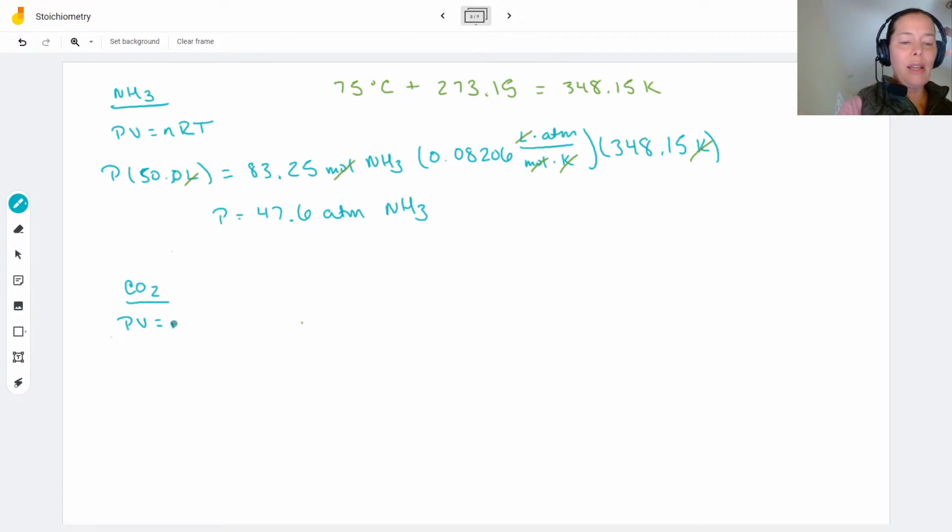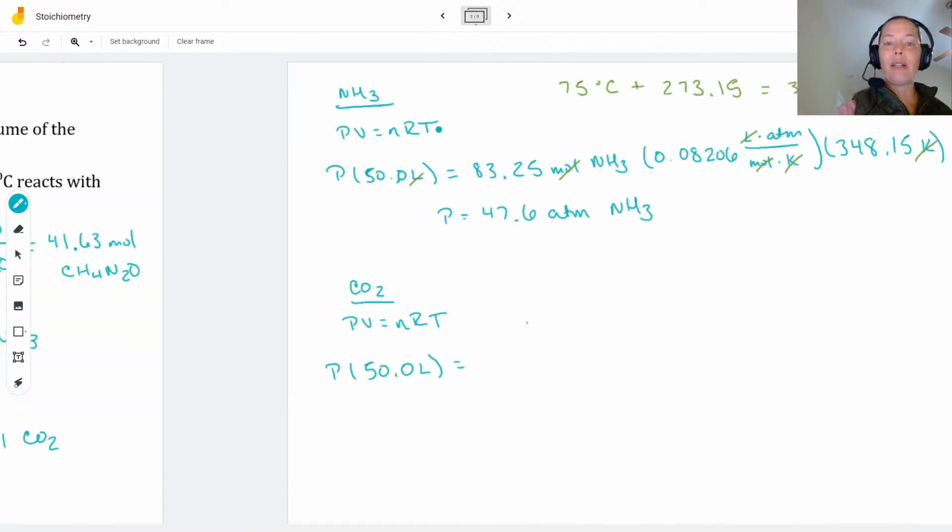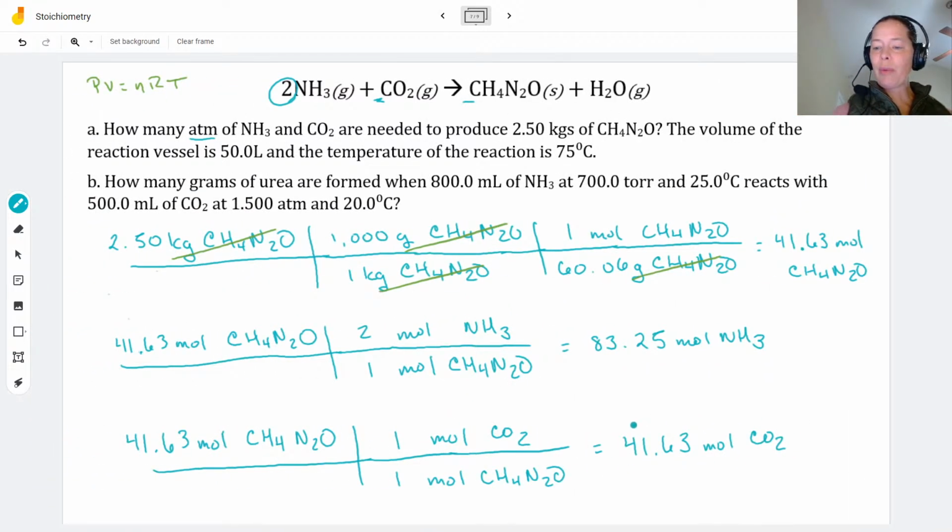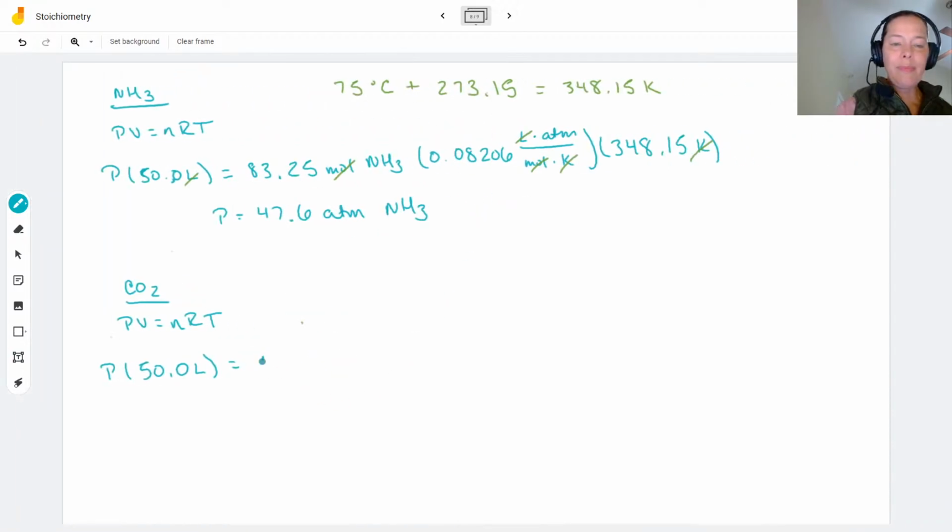So again, PV equals nRT. We're solving for pressure, so I'm going to keep that P. We still have a 50-liter reaction vessel. Now, my number of moles is different. My number of moles of carbon dioxide, you can see here, is 41.63 moles of carbon dioxide. This is why it's important that you don't just write moles down, but moles of carbon dioxide. Otherwise, it's very common to flip-flop these two numbers of moles, and then you get the wrong answer.